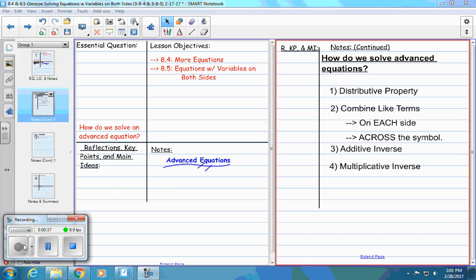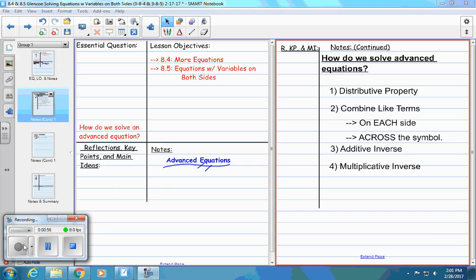Okay, welcome back. So our essential question here is, how do we solve an advanced equation? And again, this is sections 8.4 and 8.5 in our textbook. We're learning the complete sequence to help solve any equation. And right over here are our wonderful steps. How do we solve an advanced equation?